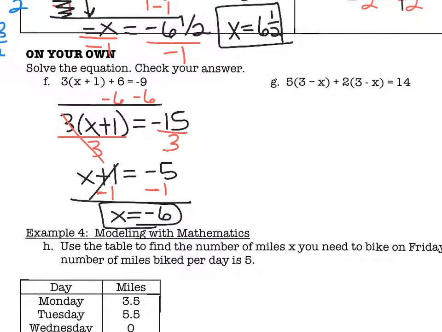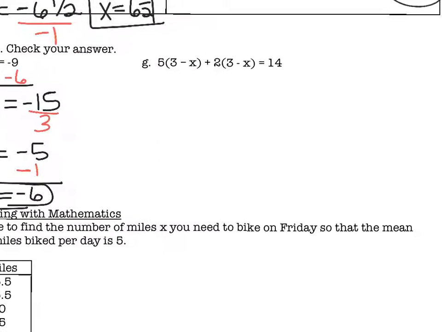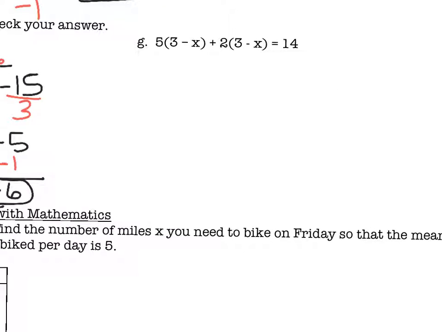On the next problem, letter G, I'm going to do the second method that we talked about. I'm going to make it a little bit bigger and zoom in. We're going to distribute first. So I'll distribute the 5 to the 3 and the -x. And I chose to distribute because there's 2 distribution problems here. I'm going to distribute the 2 to the next parentheses with 3 minus x. So back to the beginning, 5 times 3 is 15, 5 times -x is -5x, plus 2 times 3, which is +6, and then 2 times -x is -2x equals 14.